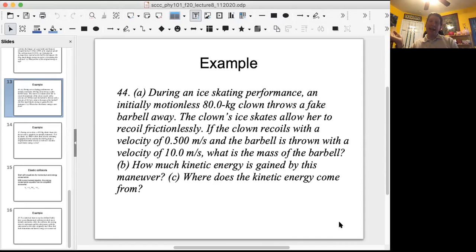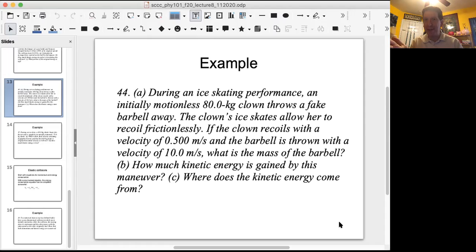So what exactly does that mean? Well, this is an example of a collision in reverse. The total initial momentum is 0. The clown is not moving. The barbell is not moving. But the clown throws an object, and the clown is standing on frictionless ice. So the clown exerts a force on the object, and the object exerts a force back on the clown. And if there's nothing like friction or any other force holding the clown in place, the clown will move backwards. And again, that's Newton's third law.